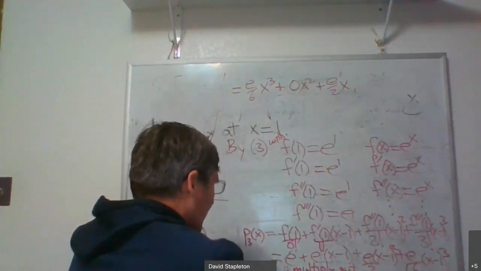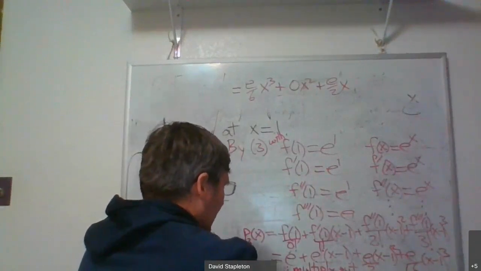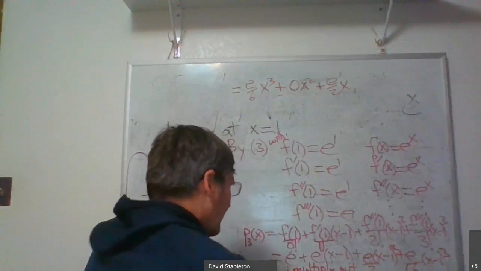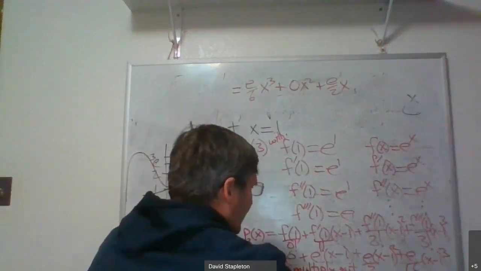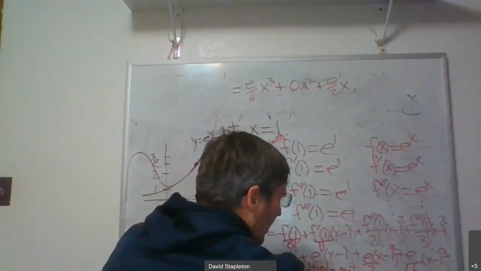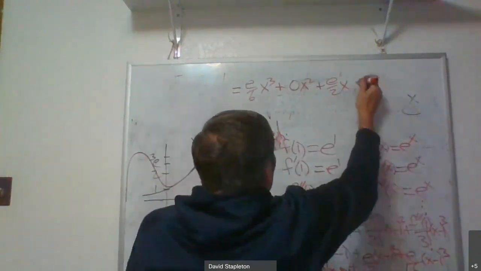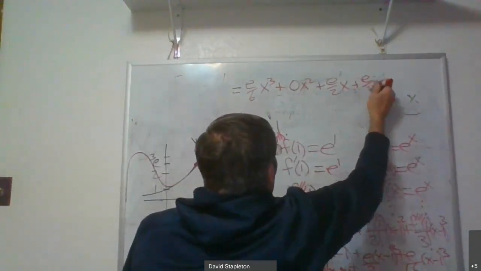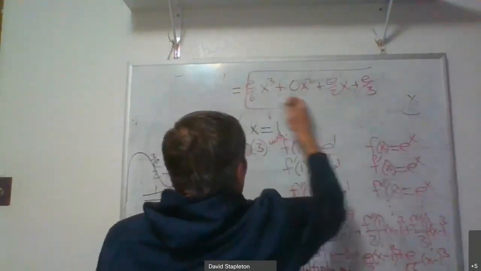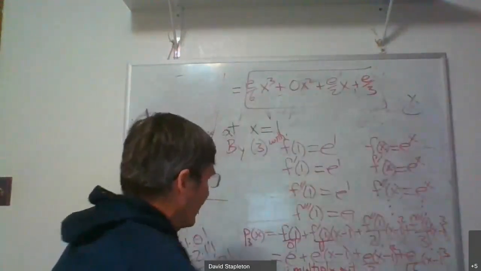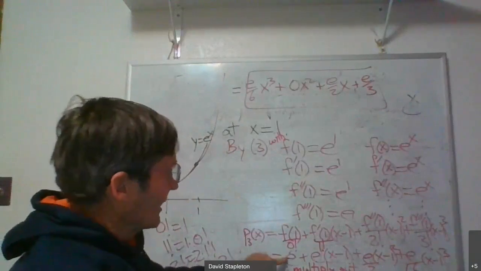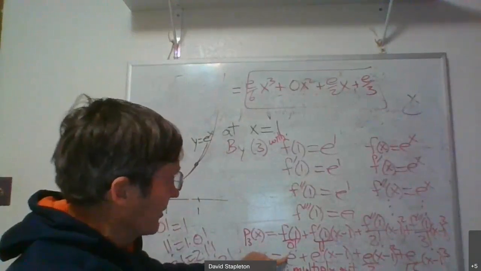And then the constant terms: 1 times e, minus 1 times e. Then I got plus 2 minus e over 6. That makes e over 3. So this is right here, or even right here, the Maclaurin polynomial of degree 3.